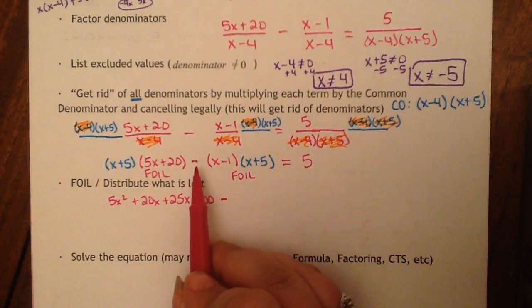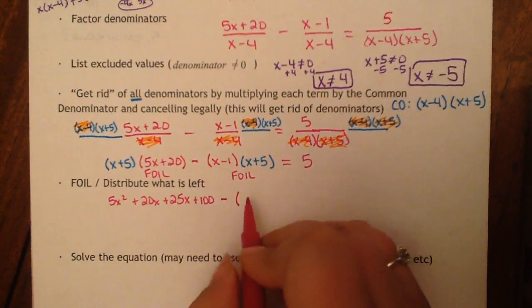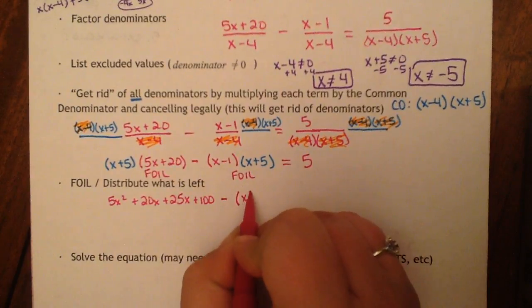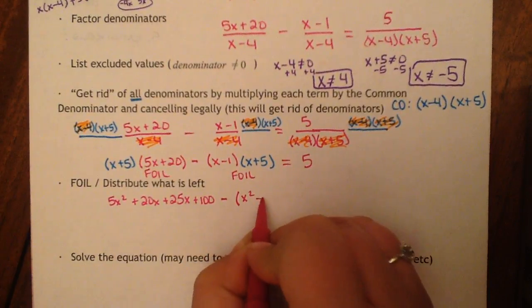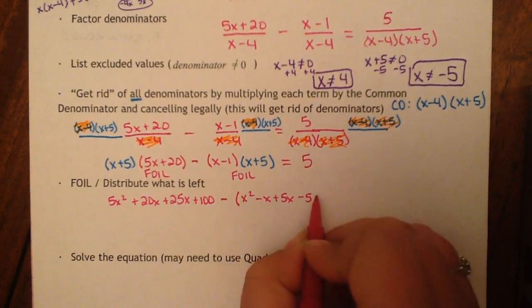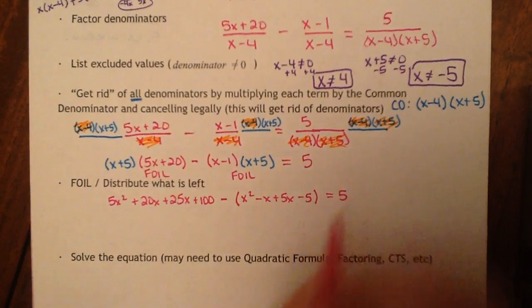See how there's a minus sign? When there's a minus sign, you have to keep the parentheses around it when you FOIL it. So when I FOIL this, I'll have x squared minus x plus 5x minus 5. And that is all going to equal this 5.